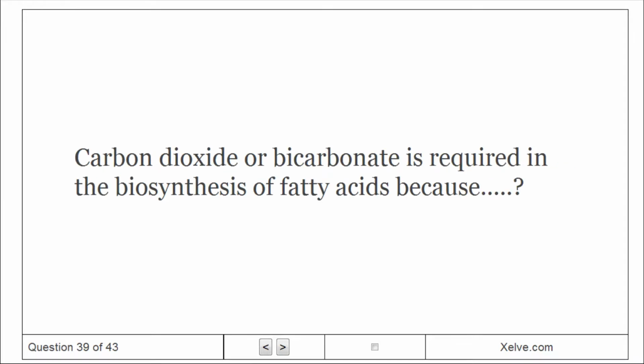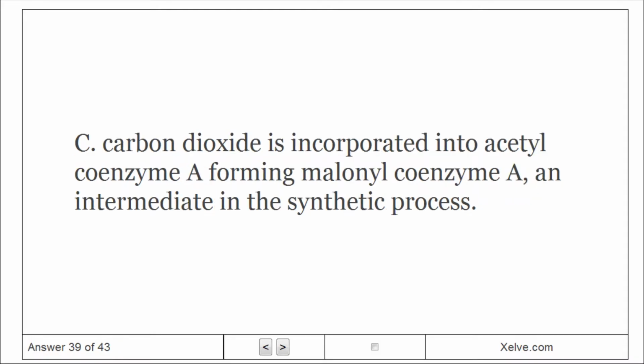Carbon dioxide or bicarbonate is required in the biosynthesis of fatty acids because C. carbon dioxide is incorporated into acetyl coenzyme A, forming malonyl coenzyme A, an intermediate.